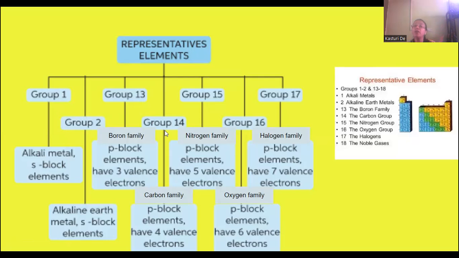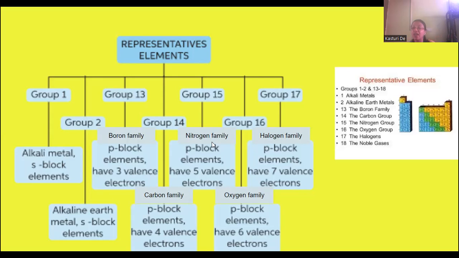And group 14 has 4 valence electrons. They tend to accept 4 electrons to form the octet. Then group number 15, they are also P block elements and these are the nitrogen family. They have 5 valence electrons and they tend to accept 3 electrons to form the octet.